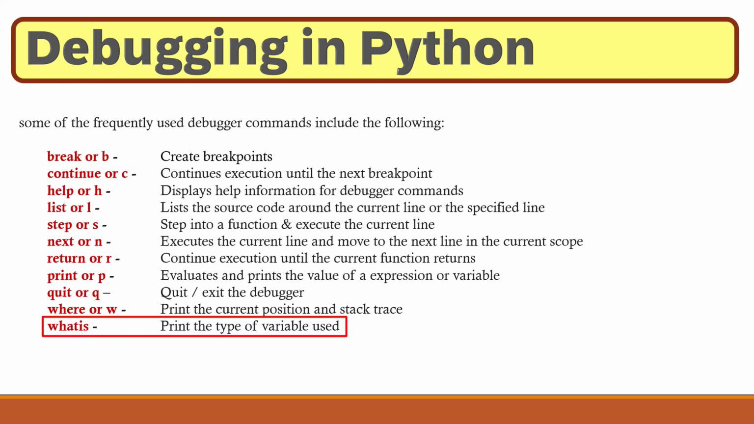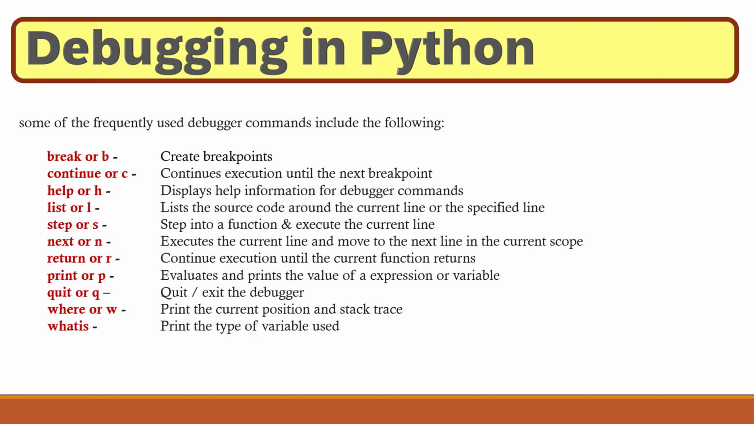And the last one is whatis. And the whatis command is used to display the type of the specified expression or variable. It allows you to quickly check the data type of a particular object during debugging, like a float, string, integer, etc.